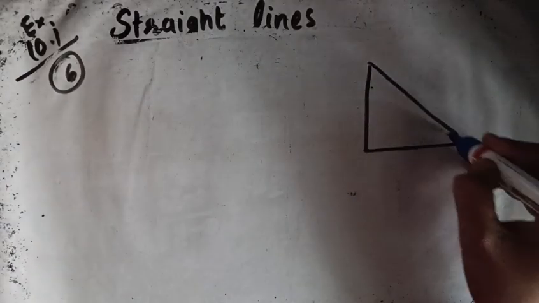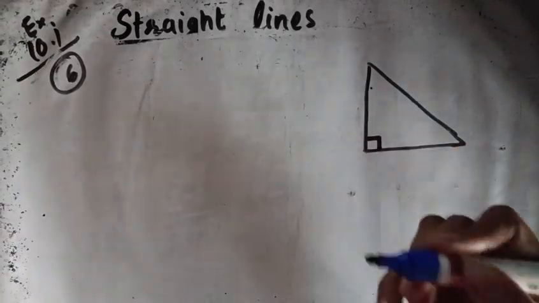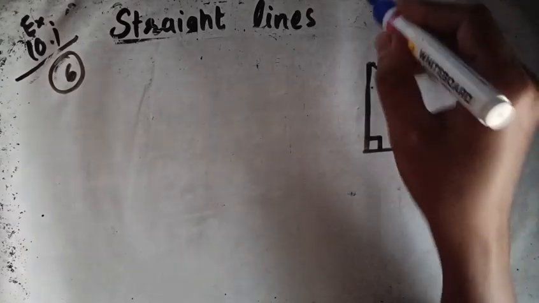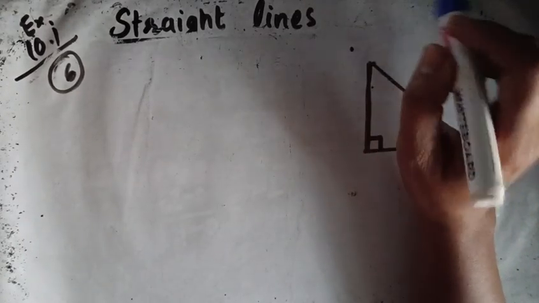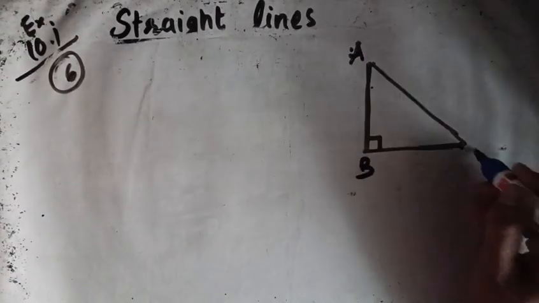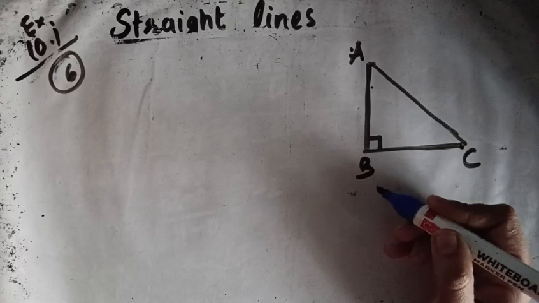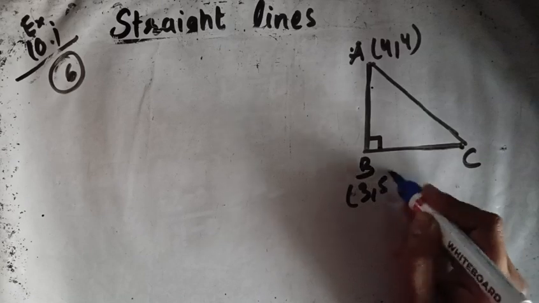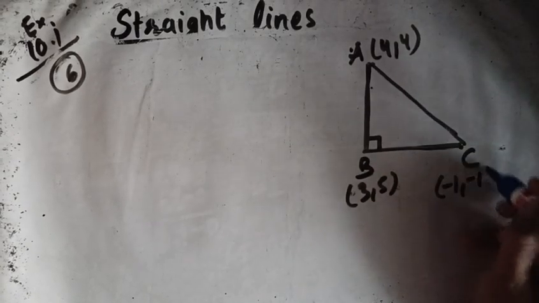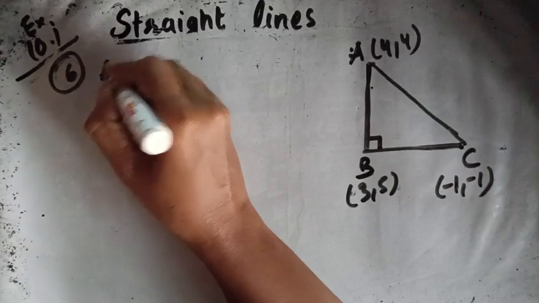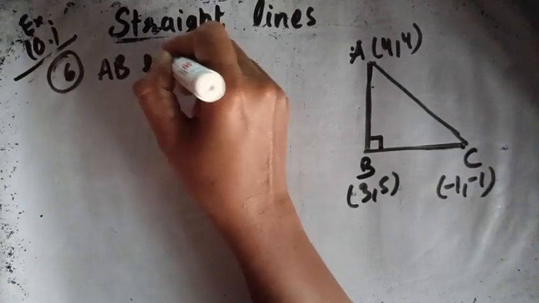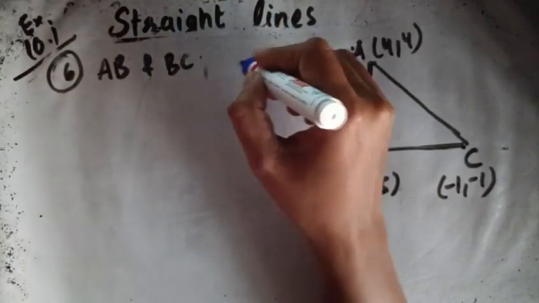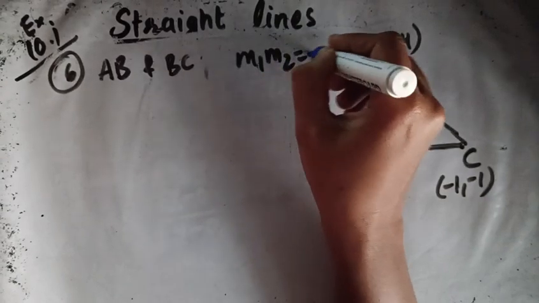So for a right angle triangle, it has to be right angled, meaning this line has to be perpendicular to this line. So if I take a line, say 2 points A, B and C, the points 4 comma 4, 3 comma 5 and minus 1 comma minus 1. So first we have to check for AB and BC, perpendicular it should be, that is it should satisfy m1 into m2 equal to minus 1.